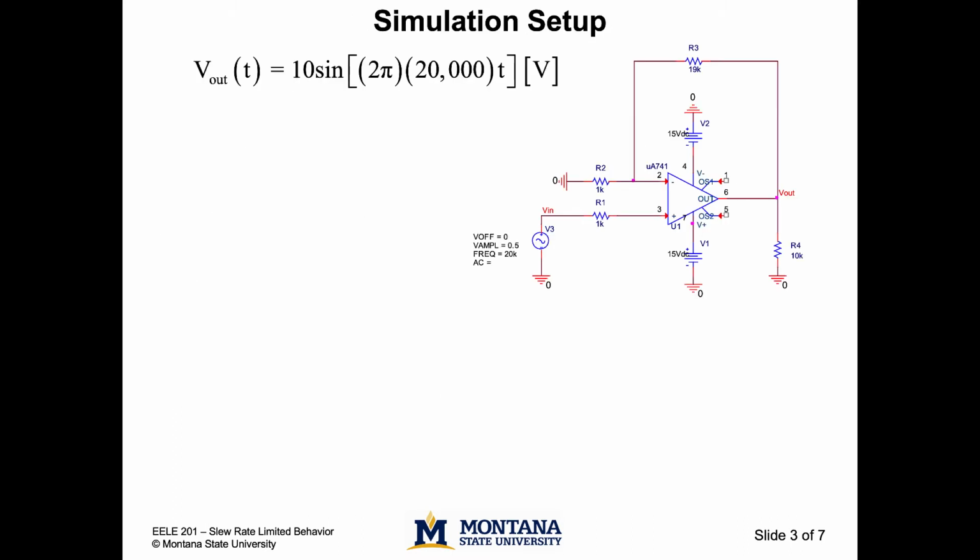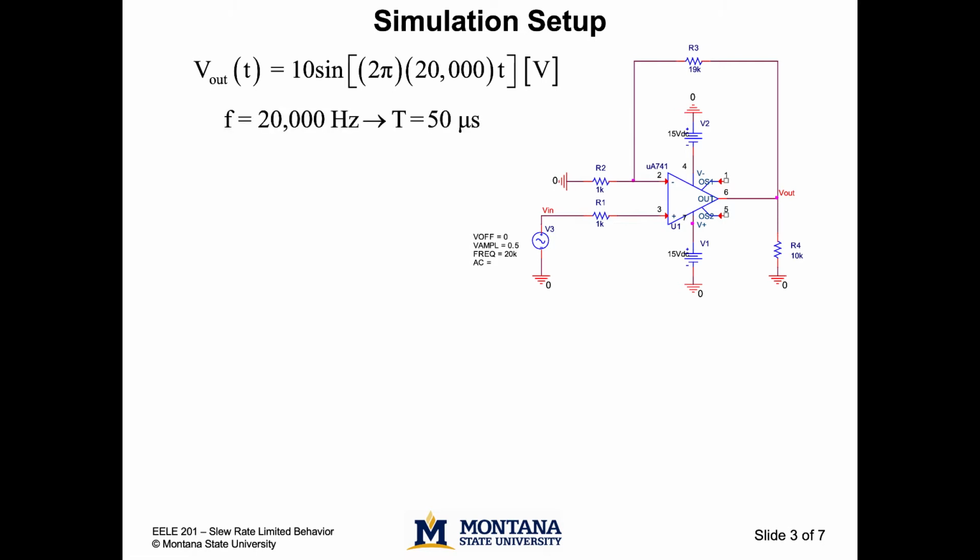Okay, so the circuit in PSpice looks like this. We've got our 741 operational amplifier. It's biased with, notice here's the pin for V+, we have positive 15 volts. Here's the pin for V-, we have negative 15 volts. We were given the R1 and R4 values, and here are the selected R2 and R3 values, 1K and 19K respectively. The amplitude of the sine wave is a half a volt, and the frequency is 20 kilohertz.